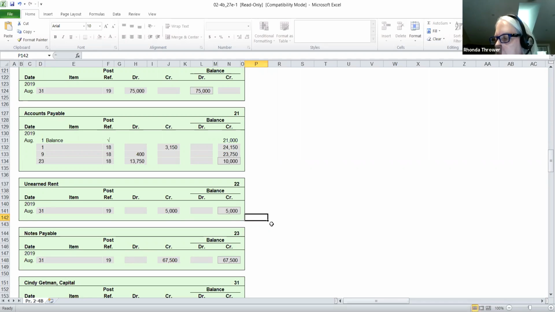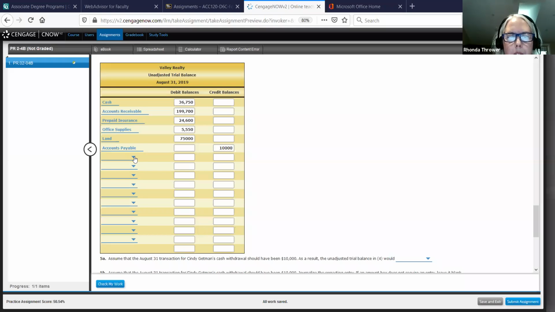So my unearned rent is going to come next on my unadjusted trial balance. So I'm going to stop sharing this with you. Your unadjusted trial balance is now shared, and the unearned rent is the next account, and the amount was 5,000. And then I'm going to go back to my ledger.